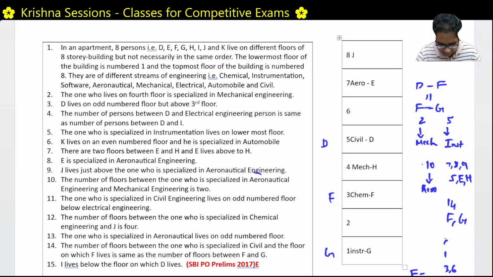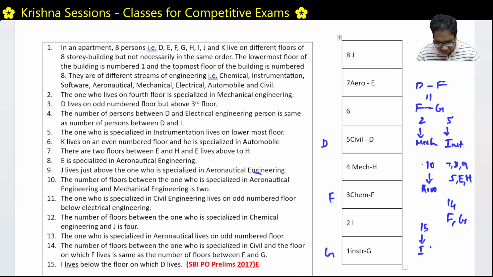So now I lives below the floor on which D lives. I lives below the floor. So that means there is no other slot for I. I has to be this only, right? I has to be this because below the floor, everything else is taken. We have used condition number 15 also, to give I.